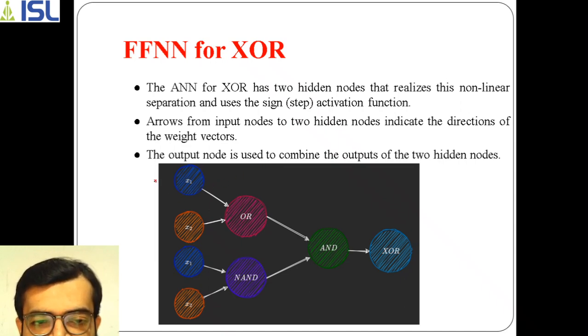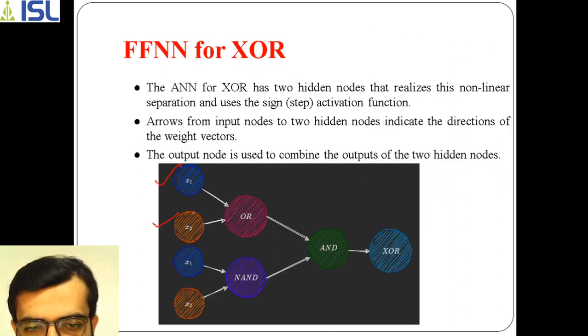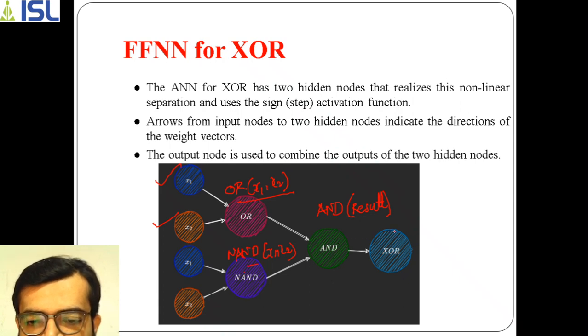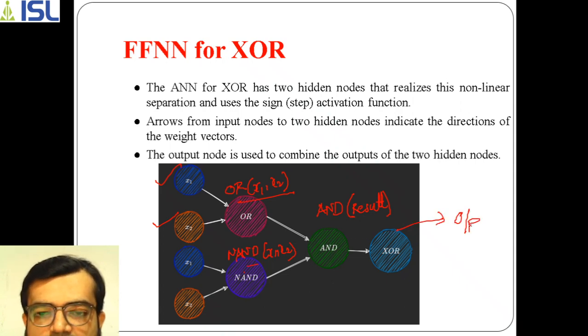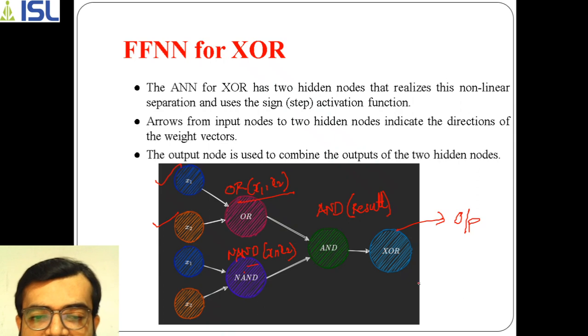For example, as I said, x1 and x2 are there. First they perform the OR operation, OR of x1, x2, and in the other one it performs NAND of x1, x2. Then you perform AND of the two results, and finally you get the output, which is your XOR function. That means it takes the help of an extra layer, in which you perform OR and NAND.